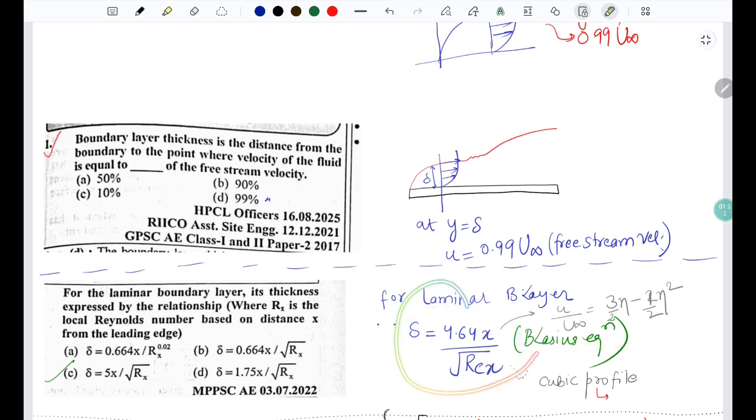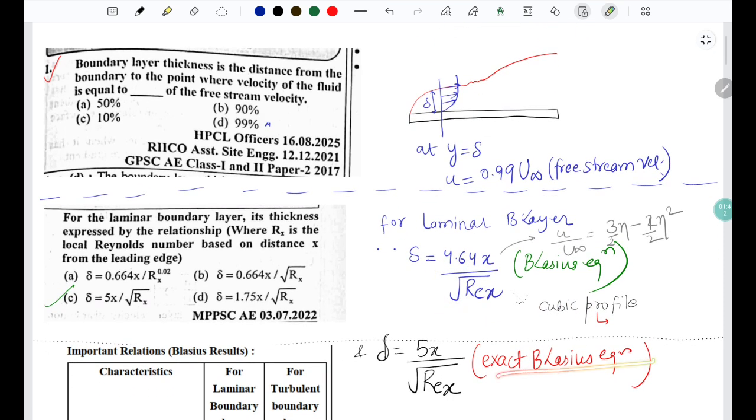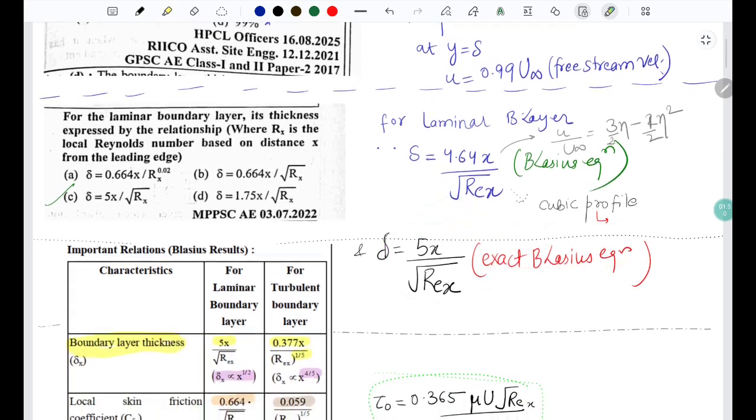This one particularly is derived when we use a cubic profile, where it is written as the ratio of local u by free stream velocity is 3 by 2 times eta minus 1 by 2 times eta square, where eta is nothing but y by delta. When you do it, you will get 4.64, but when you use the exact Blasius equation, the delta will come out 5x by under root Rex, which is generally asked in the examination.